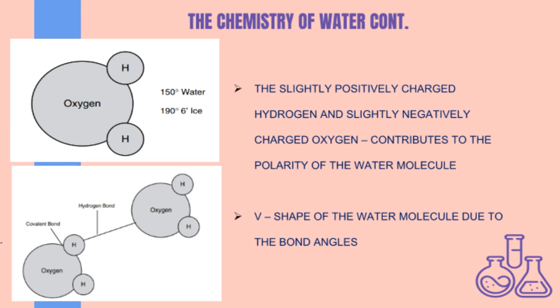A hydrogen bond is a weak bond between polar compounds where a hydrogen atom of one molecule is attracted to an electronegative atom of another molecule. Because of this, the slightly positively charged hydrogen is able to form a hydrogen bond with a negatively charged oxygen.